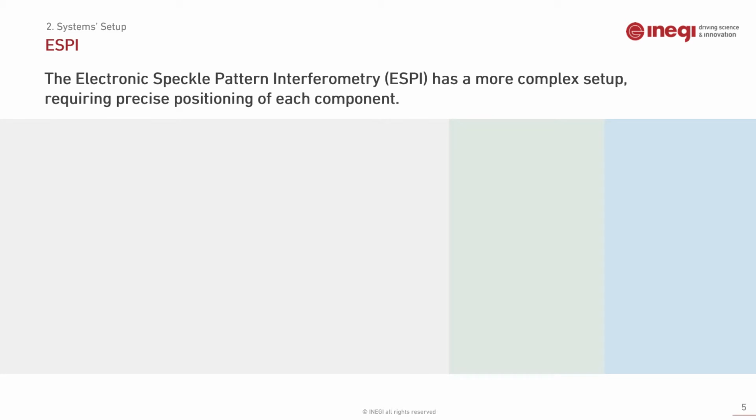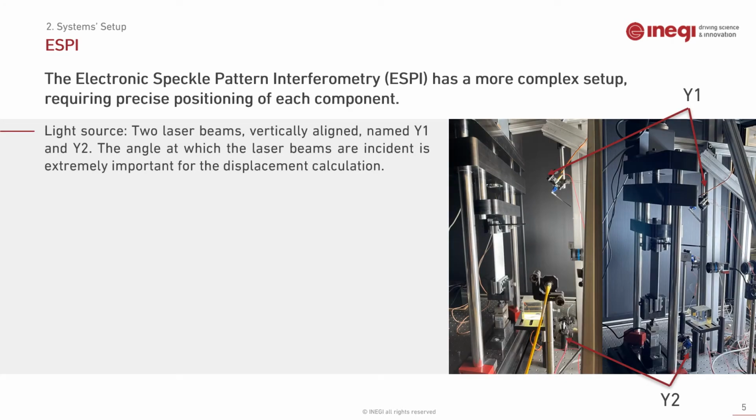The ESPI system possesses more components, but at its basis the main ones are still the light source and the camera. Due to its high resolution, the positioning of each component must be extremely precise. The light sources, in this case, are embodied by two laser beams vertically aligned, which will be called Y1 and Y2. Even though this ESPI setup is prepared for 3D measurements, so 5 laser beams are available, only 2 were used because only in-plane vertical deformations were being studied.